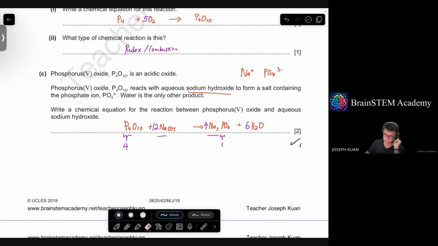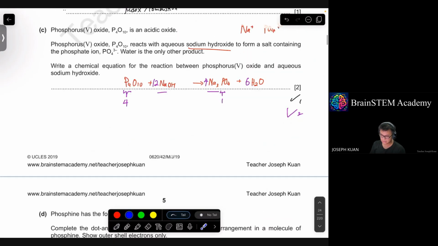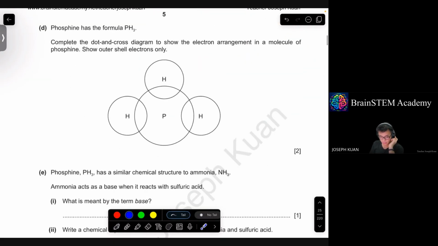So just be careful with the balancing part, and you should be able to get the second mark. The tip is to just focus on the elements that occur only once, so it will be easier for us to balance. Moving on to the next question.